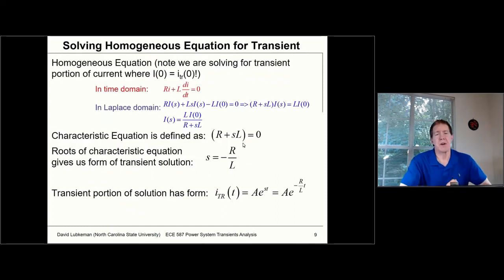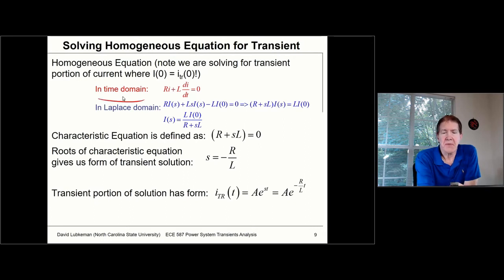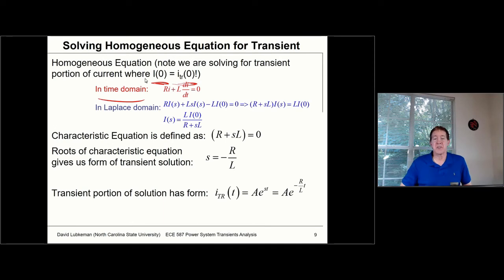So what about the transient part now? Basically, the transient part is what we get if we solve the homogeneous equation, where we don't have any forcing function to the circuit, right? In the time domain, this would map to Ri plus L di/dt equal to 0. The thing we need to keep in mind is that when we talk about I0 for this transient portion, that's not the total current, it's just the current associated with the transient part. So that's not necessarily equal to 0.